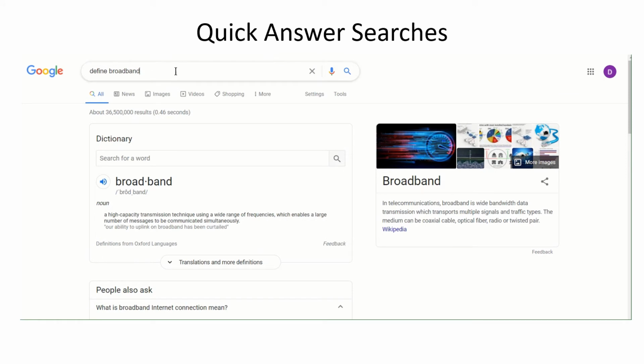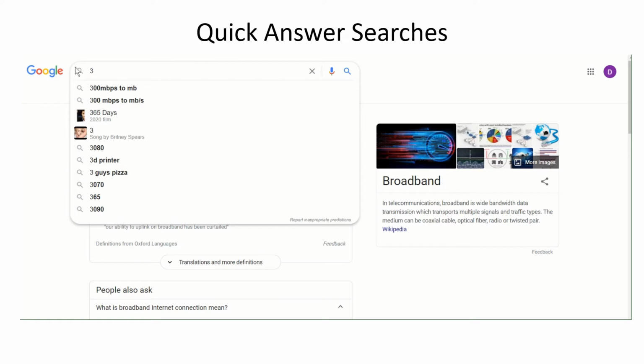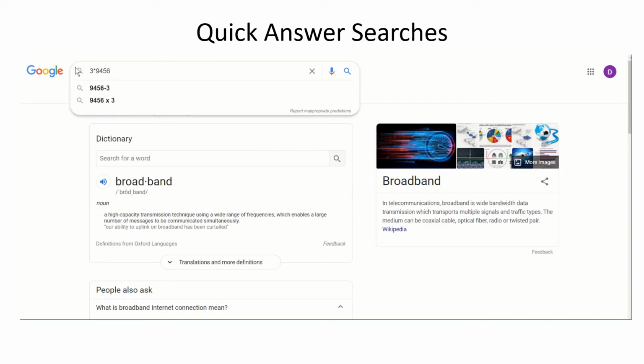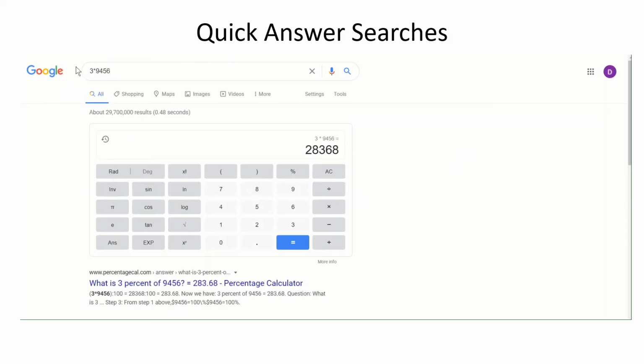Again, these are helpful applications that give you quick answers to something. Let's say I just want to do some quick math. So I'm going to say 3, and the star is for multiply, and I'm going to add some number in here. Look at this. Not only does it give me the answer, but it also opens up a calculator because it knows what I'm trying to do, and maybe I want to do some more things like that.